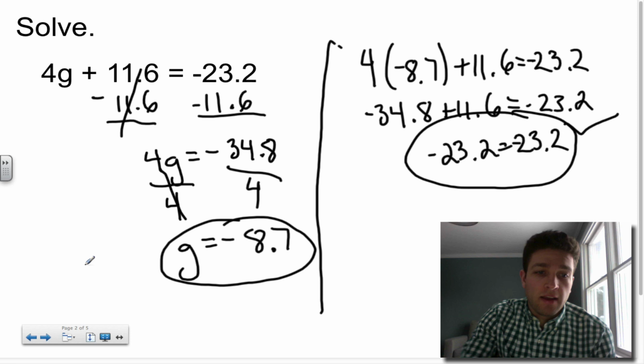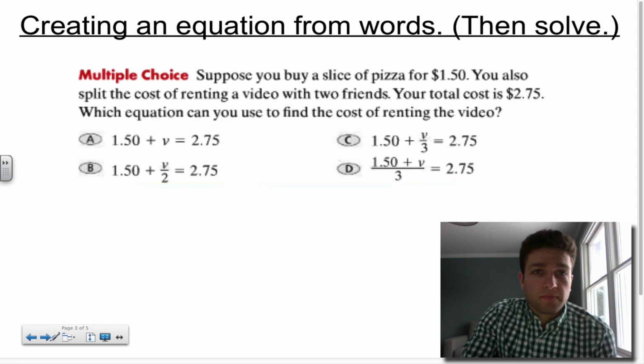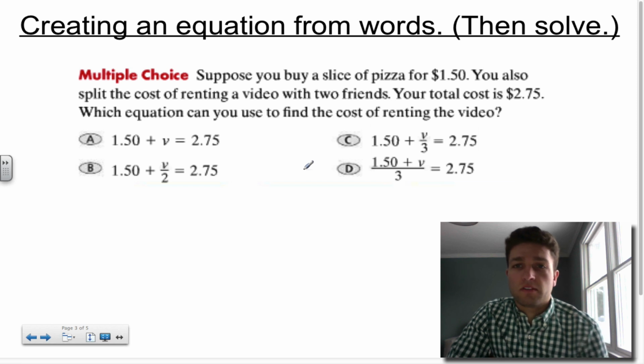Hopefully you got that. All right, one more word problem. This is a multiple choice question.